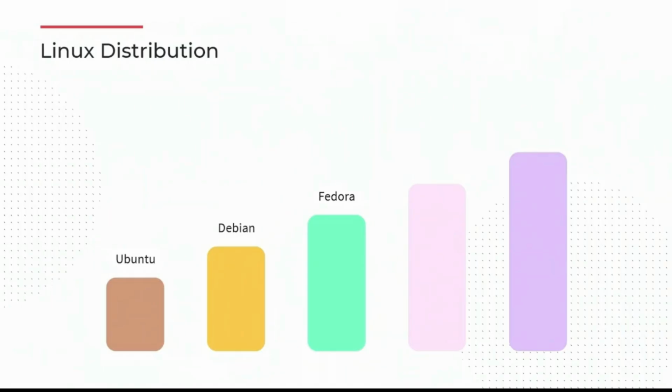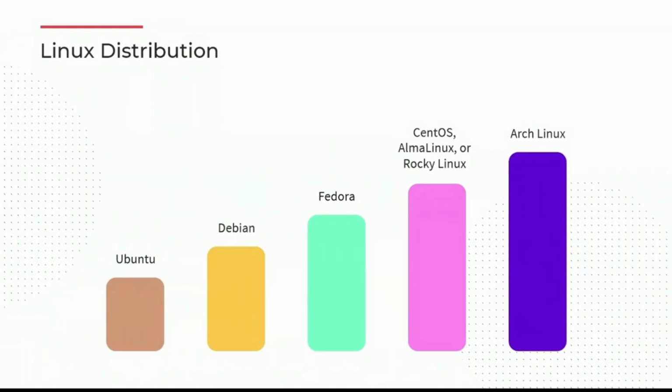Fedora could be the ideal choice for you if you're a developer looking to explore new technologies. CentOS, Alma Linux, or Rocky Linux are designed for servers and enterprises. Lastly, Arch Linux is lightweight and fully customizable for advanced users. You can pick the one that fits your needs or try a few until you find your favorite.